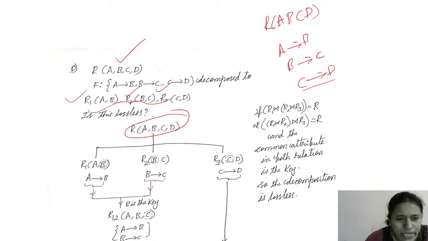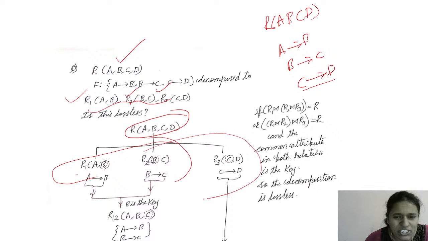First, what we are doing, R1, R2. Anytime we can combine only two relations, right? First, we will combine these two relations. Then, if it is lossless, then we can combine with this relation also. First, what is the intersection of R1 and R2? B. Is B the key of R2 minus R1 or R1 minus R2? We will see.